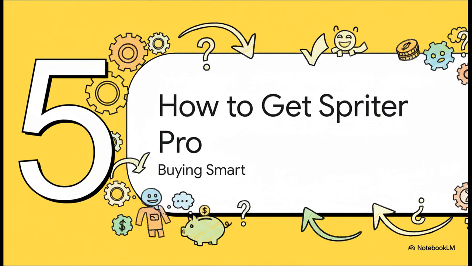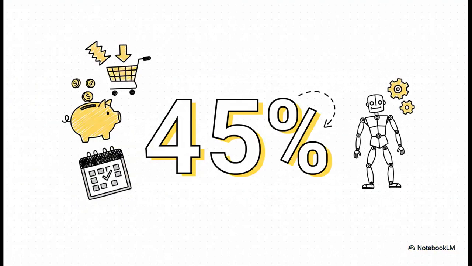All right, so let's say you're intrigued. You're thinking, okay, I want to try this out. So let's talk about the smartest, most efficient way to actually get Spriter Pro. First things first, and this is the big one, you probably shouldn't pay full price. Why? Because historically, this thing has seen discounts as high as 45% on Steam. A little bit of patience here can save you a whole lot of money.